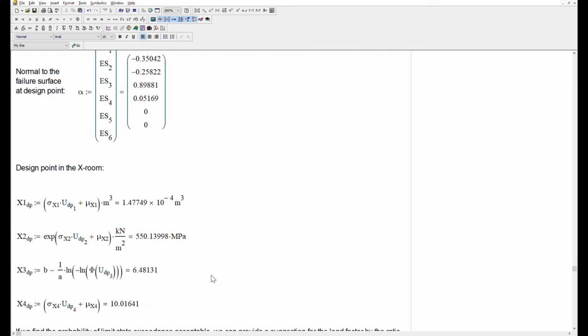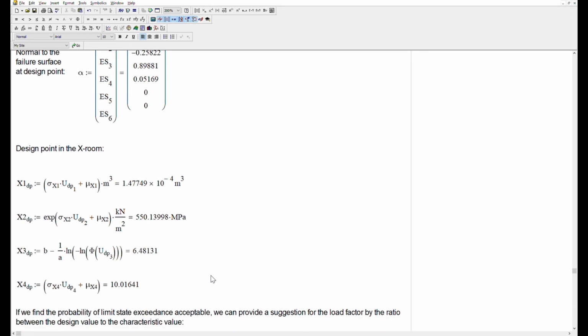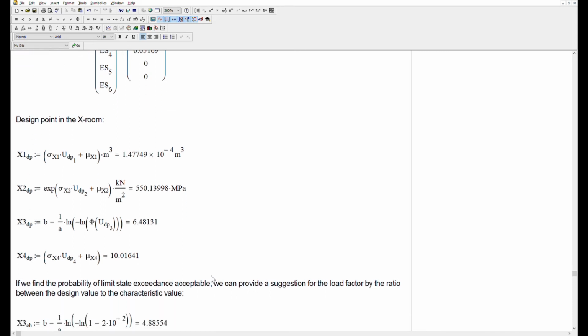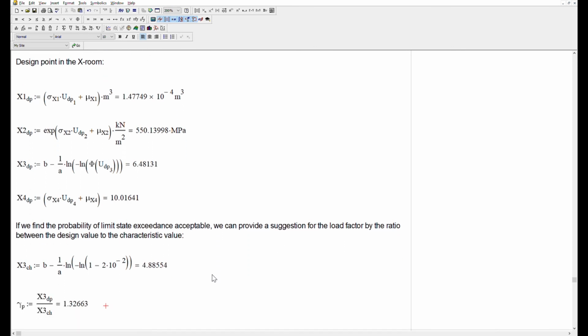And this can, for example, be used. We have found that the limit state exceedance that we have calculated is acceptable. We can use this to calculate a suitable load factor for the ratio between the design value and the characteristic value. And in this case, we know that the characteristic value was 4.88, and we can calculate a suggestion for the load factor by the ratio between the design point value and the characteristic value. And the suggested value here is 1.33, which is a reasonable value for a load factor.